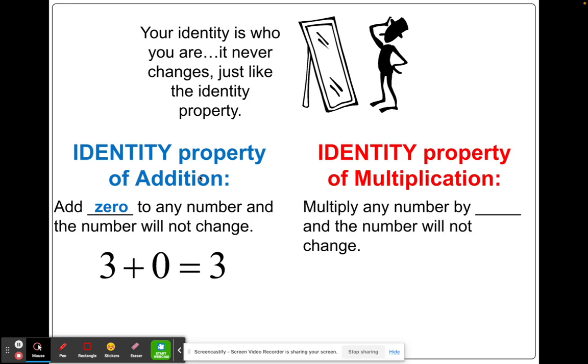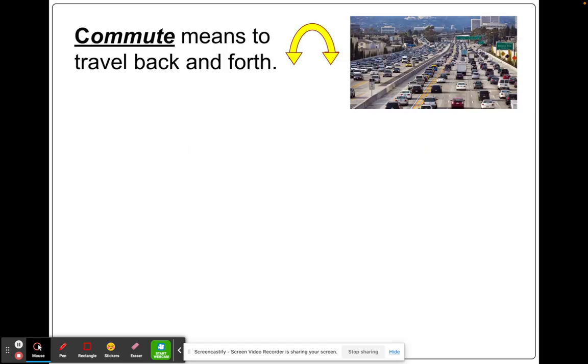There is an identity property of multiplication also. The identity property of multiplication says that you multiply any number by 1 and the number will not change. So 5 times 1 is 5.